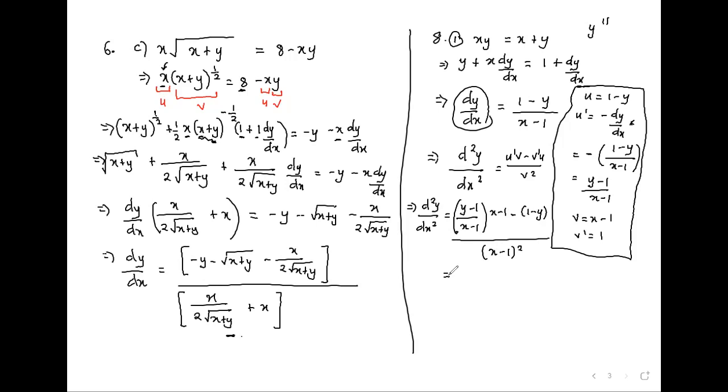Like so, this and this can cancel. So we get y minus 1, minus 1 plus y. Then expand over (x minus 1) squared. This is giving us (2y minus 2) over (x minus 1) squared. So this is how we pull out the second derivative.